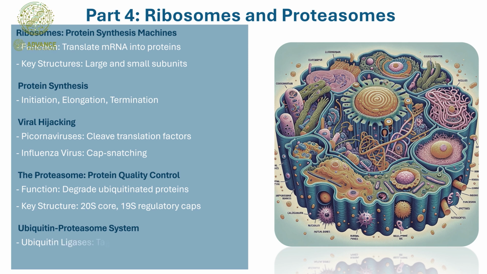Epstein-Barr virus, EBV. EBV encodes a deubiquitinase that removes ubiquitin from viral proteins, preventing degradation. HIV. HIV protein Vif recruits ubiquitin ligase to target APOBEC3G, a host antiviral enzyme, for degradation.